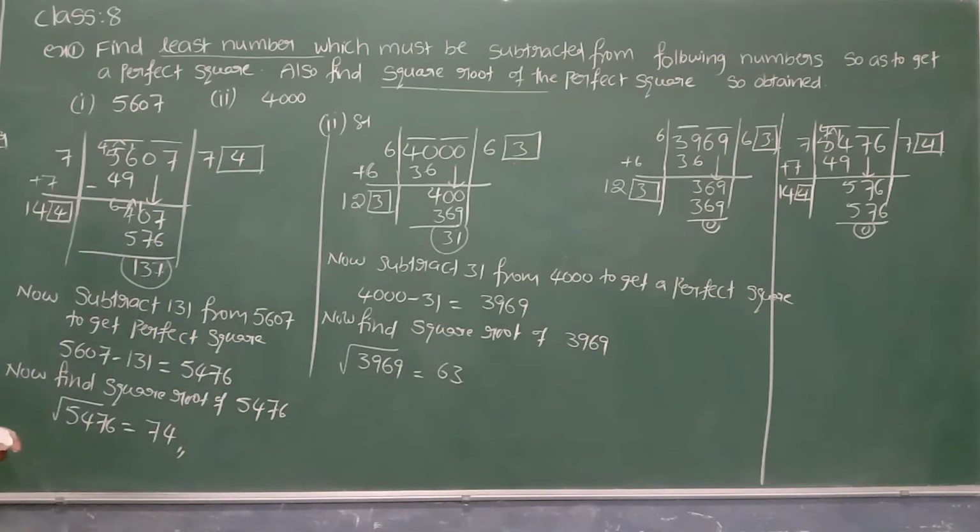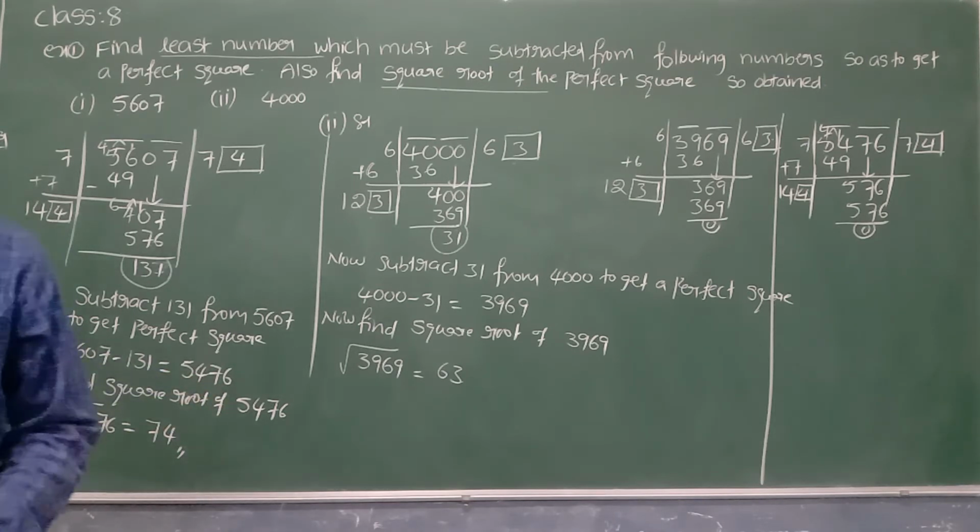Hope it is clear. Simple concept, just take a look at long division. Whatever remainder you get, that remainder we need to subtract from the given number so that the result obtained is compulsorily a perfect square. So for this perfect square, again they are asking to find the square root.